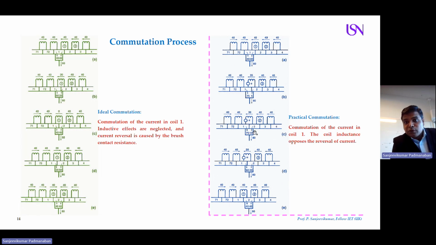Similarly, if the brush is moved 50% to coil 2, you can have a look. 70 is coming from coil 1, 10 ampere is coming from coil 2, and you get 80. If the brushes move 75% to coil 2, then you get 60 from coil 1 and 20 from coil 2, you get 80. And this is the last case, when the brush is fully shifted to coil number 2, you get 80. So these are the practical cases.